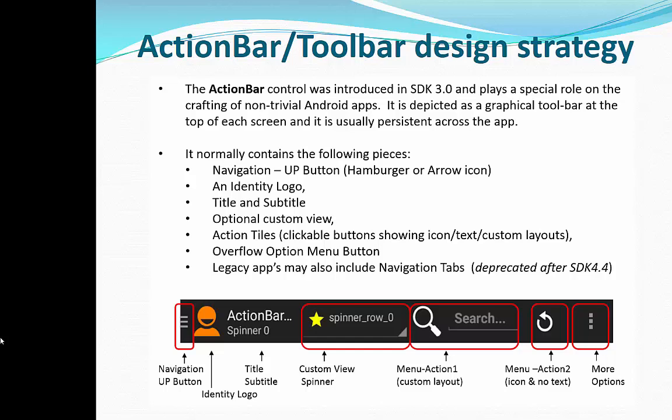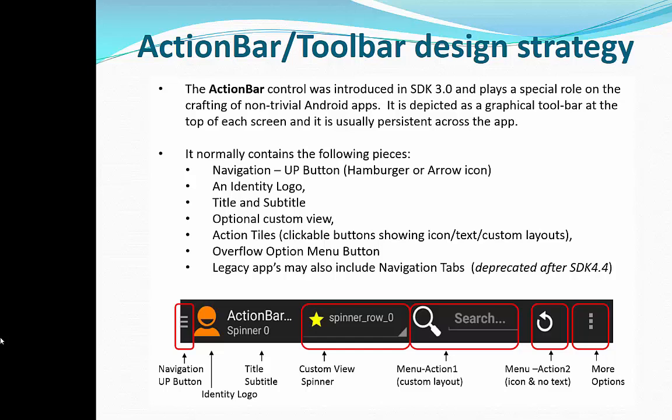So what does it normally contain? The following pieces: a navigation UP button, a hamburger or arrow button, and an identity logo, which is now almost eliminated in the toolbar. Then title and subtitle, where you can say something dynamically. Next, it might be some action titles. It could be a spinner here. What is a spinner? You remember the drop-down box, right? It's very convenient. It could be a menu action, a custom layout such as a search, or an icon with no text as a menu action too.